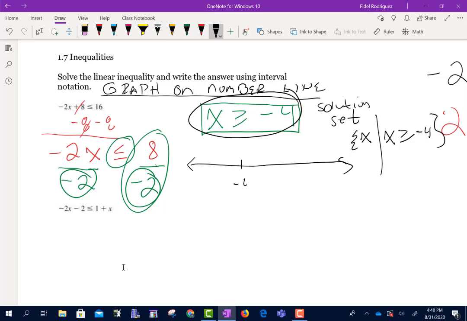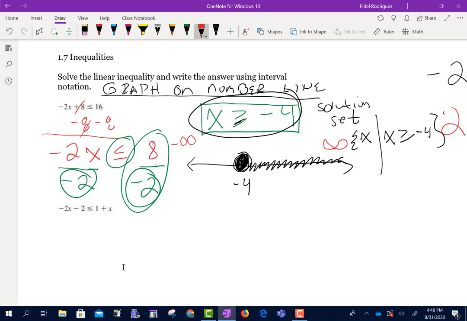Now, when we do the graph, think about it, I'm going to draw a number line. The only number that I'm really concerned about putting on my number line is the number negative 4. Sometimes we use a circle or sometimes we use a bracket. We'll see in a minute. And because I have the equal to, I'm going to fill that circle in. Now I'm looking for numbers that are bigger than negative 4. Well, if they're bigger, they're going to be to the right.